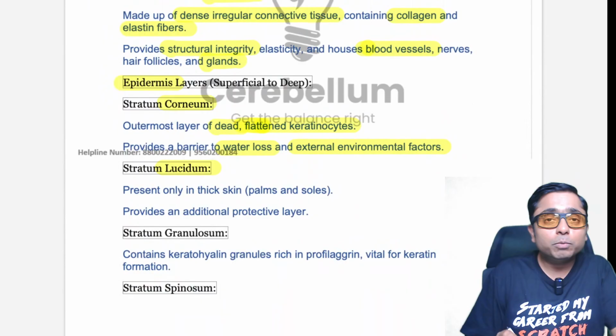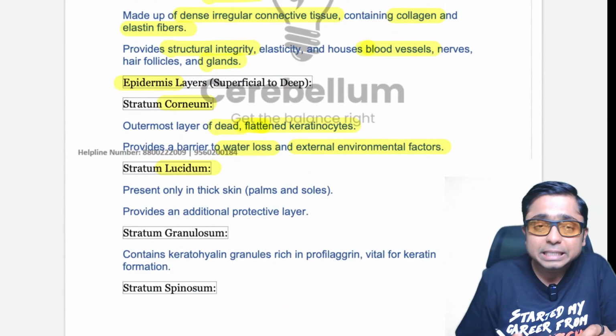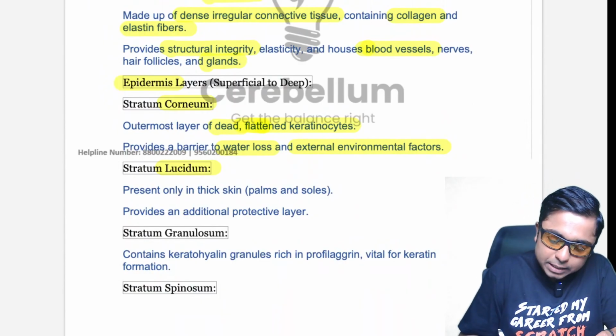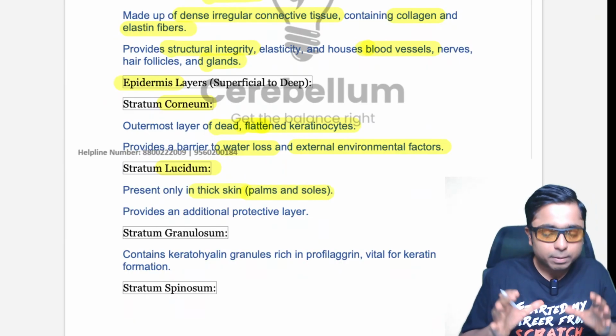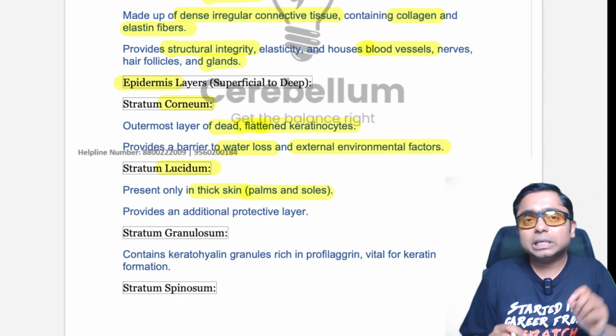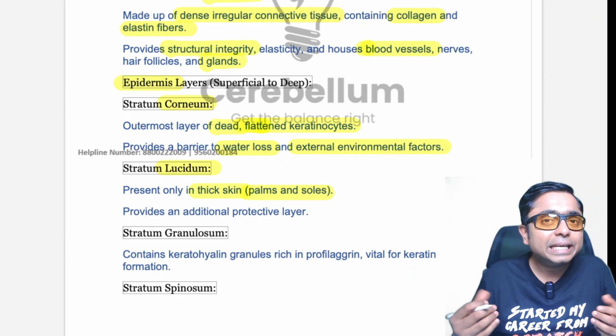Next layer is the stratum lucidum. Remember, the stratum lucidum is present only in the palms and the soles. That is, wherever there is thick skin, we are going to have the stratum lucidum, and it consists of granules which are called Eleidin granules.